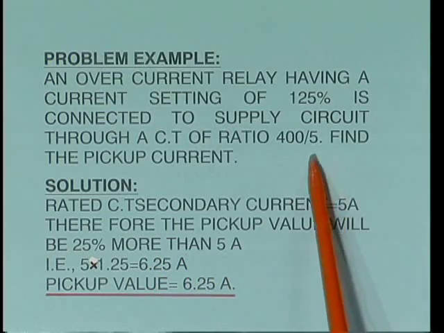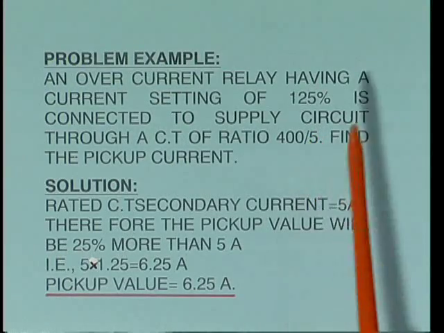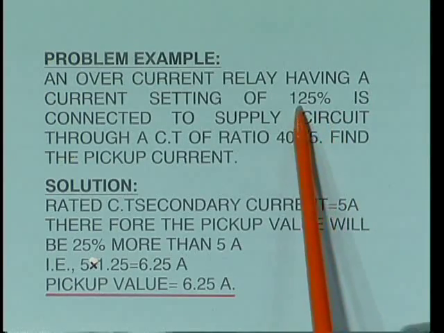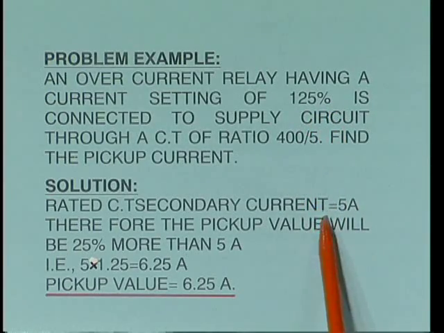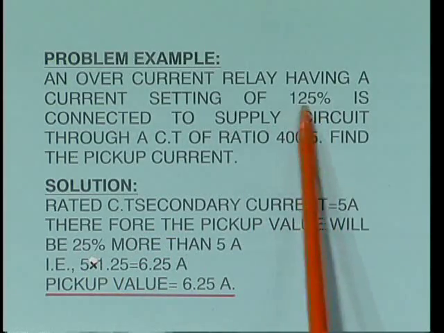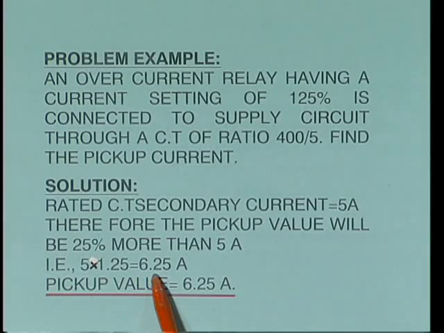So, as already said, it is the percentage of full load rated current. Here the rated current is 5 amperes, and the current setting should be at 125%. So we take 125% of the 5 amperes: 5 into 1.25 equals 6.25 amperes. This is the pickup value of the relay. That means we set the pickup value at 6.25 amperes.